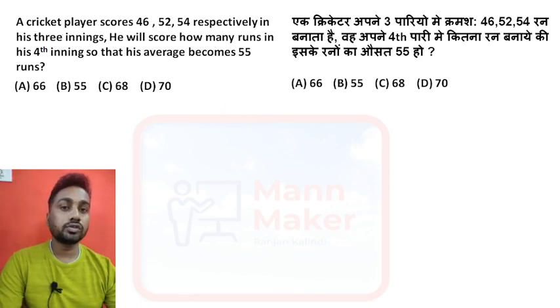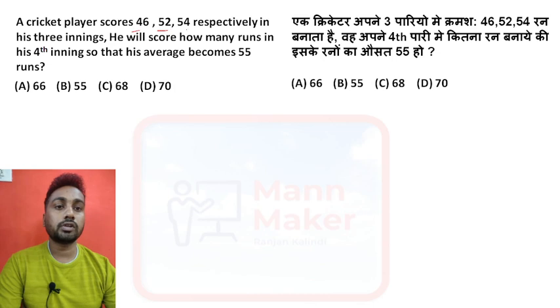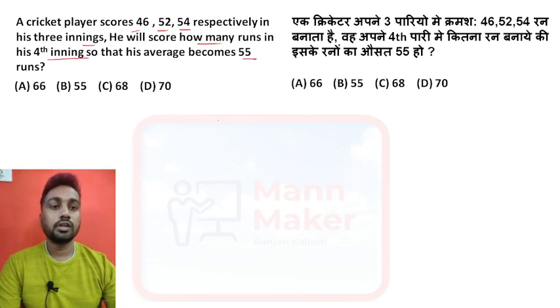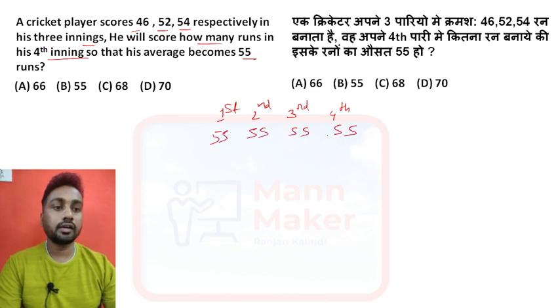See here, the same question: a cricket player scores 46, 52, 54 respectively in his 3 innings. How many runs must he score in his 4th inning so that his average becomes 55 runs? So how many innings are there? First, second, third, fourth, total 4 innings. The average is 55. In the first inning the score is 46, second inning 52, third inning 54, and the 4th inning we don't know.